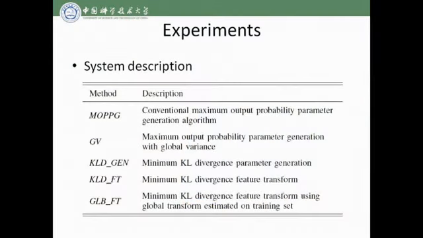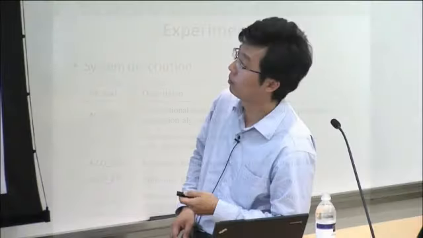Here are some experimental results. We compare the 5 methods here. The first is the conventional maximum output probability parameter generation algorithm. The second is the classic GV method. And these 3 methods are the proposed methods here.